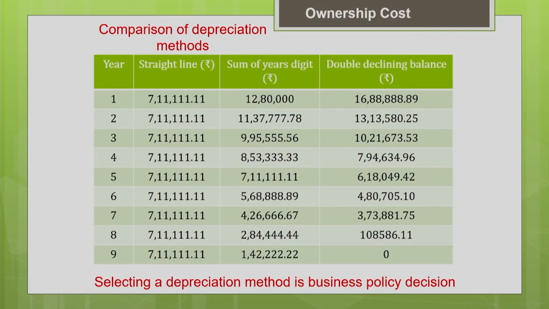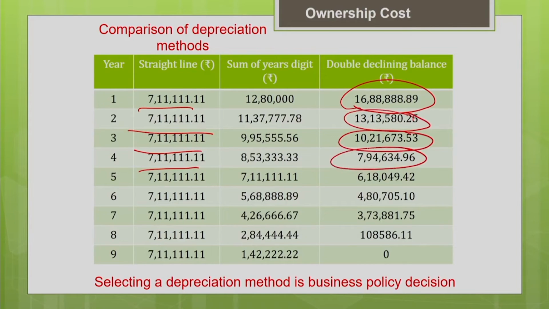Now, let us compare the depreciation estimated using 3 different methods. You can see in the straight line method, depreciation is always the same every year. When you compare some of the years, as well as the double declining method, you can see that the double declining method is giving you accelerated depreciation. That means more depreciation in the early age of the machine when compared to the other methods.